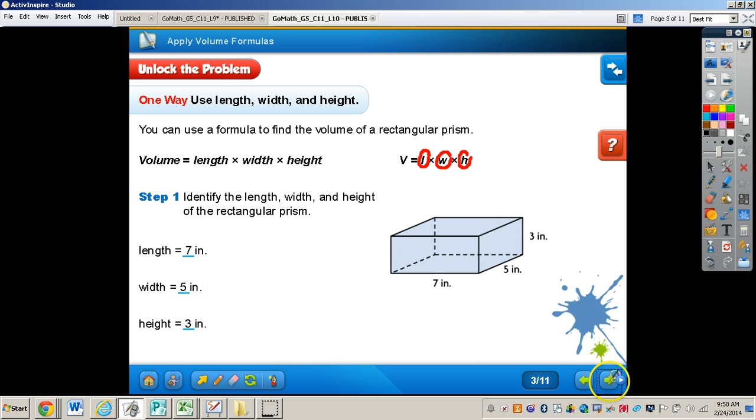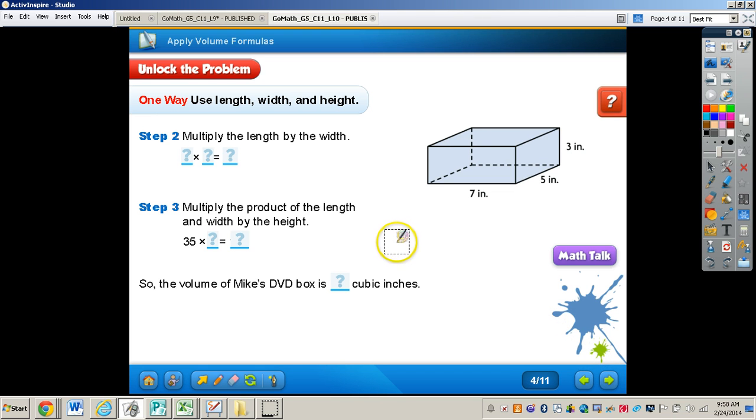Now the next step is to multiply the length and the width first by themselves. The length is 7 and the width is 5, which gives us 35. So 7 times 5 is 35. Then we multiply that by the height, which is 3, and that equals 105. So the volume of Mike's DVD box is 105 cubic inches.